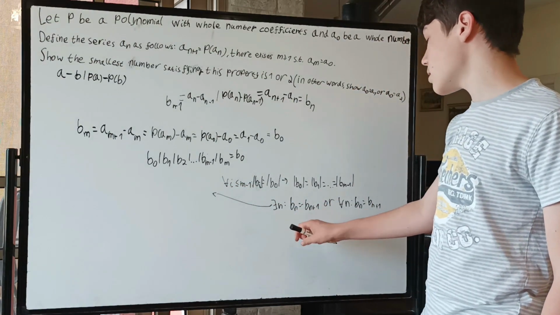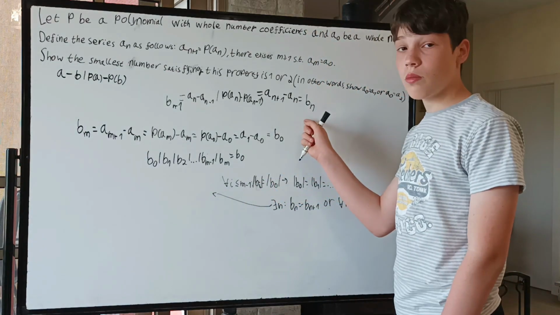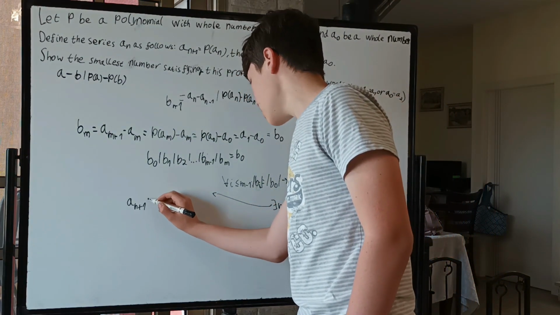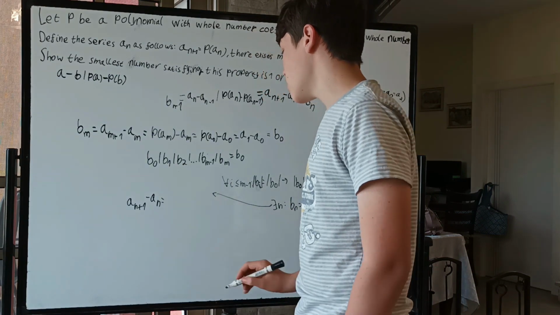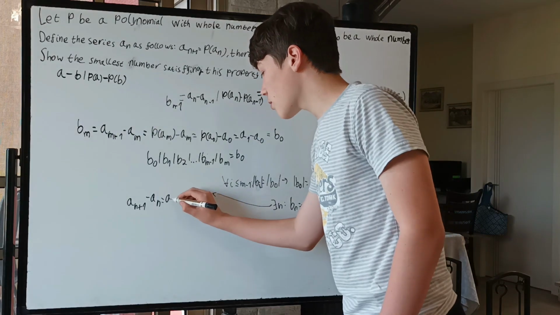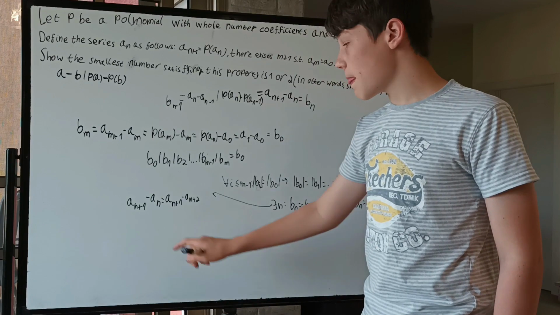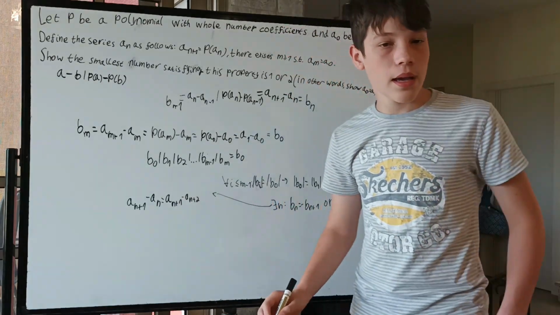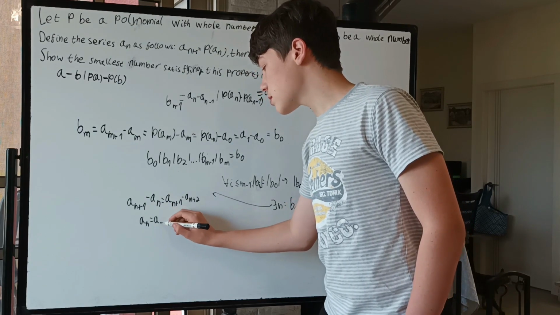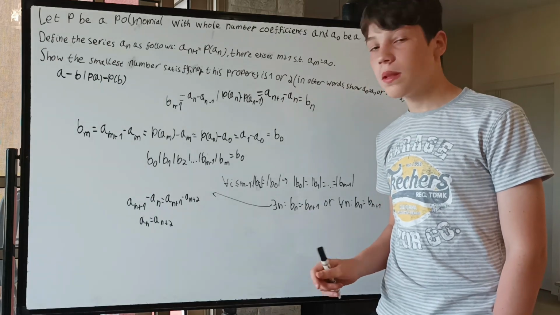If we have some n such that bn is equal to negative bn plus 1, let's just use our definition of bn. We now know an plus 1 minus an is equal to negative an plus 2 minus an plus 1. Or in other words, an plus 1 minus an plus 2. Notice, an plus 1 cancels out, and we'll get an is equal to an plus 2. What does this tell us?